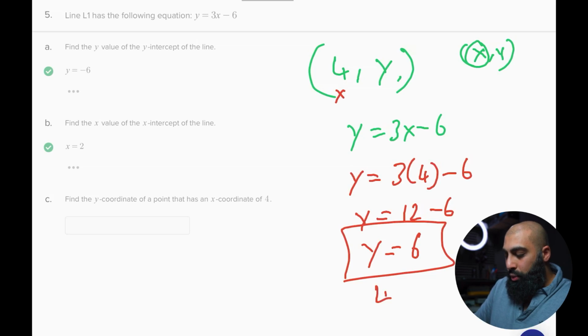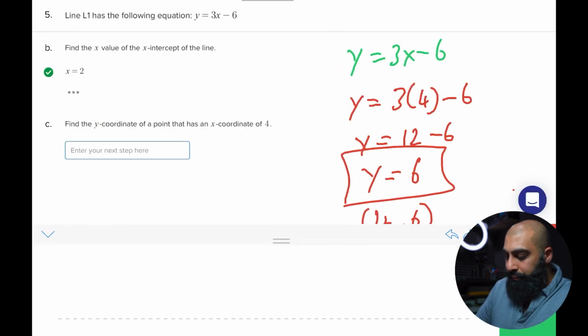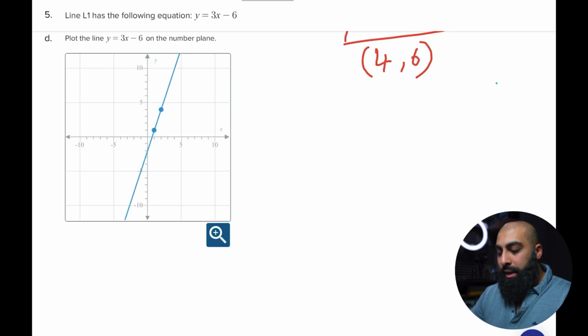So 4, 6 should be on this line with equation y is equal to 3x minus 6. So let's put that into the answer: y is equal to 6. Good.